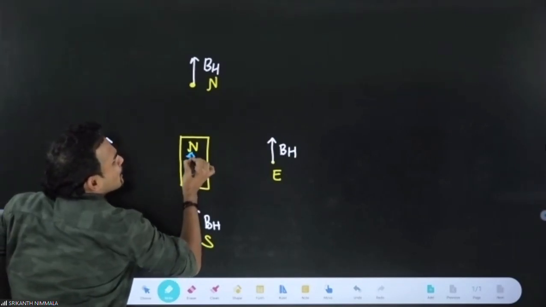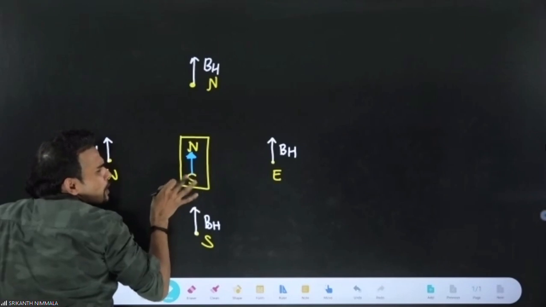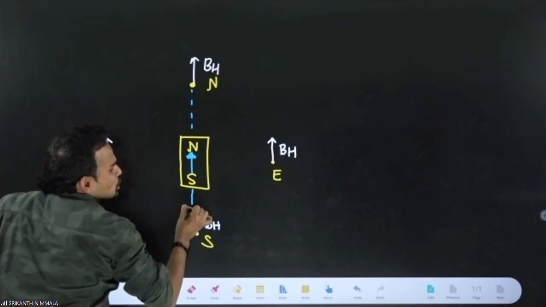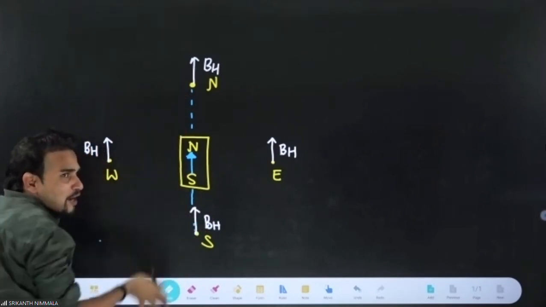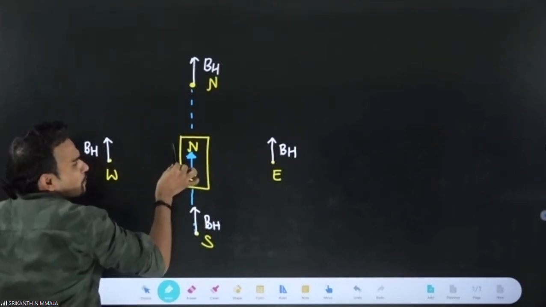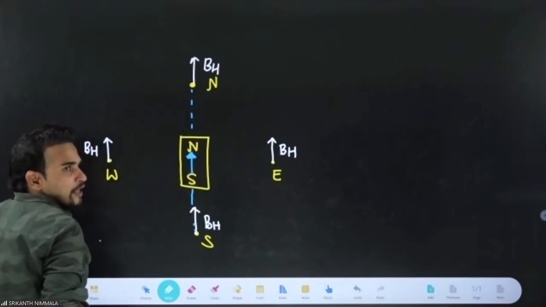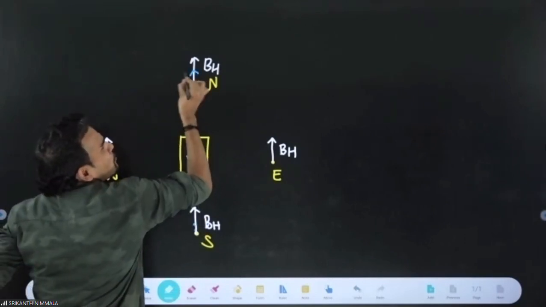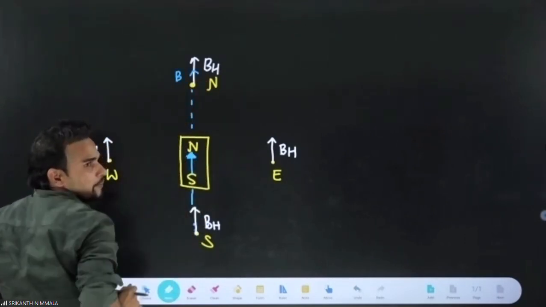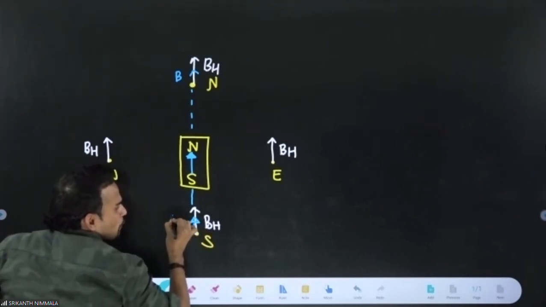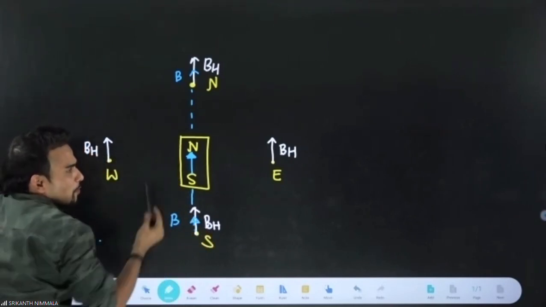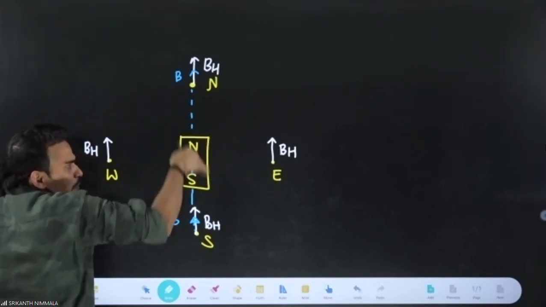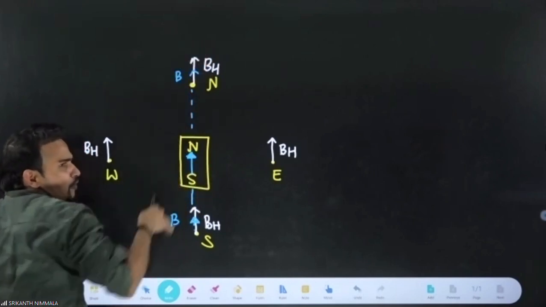Look at the magnet. Its magnetic dipole moment will be from south to north. And these positions, north and south, will be your axial position. You tell me, on the axial position, in which direction does the magnet produce the field? In the same direction as the dipole moment. Its dipole moment is like this, so here it will produce magnetic field in the same direction as the dipole moment. Here also it will produce like this.